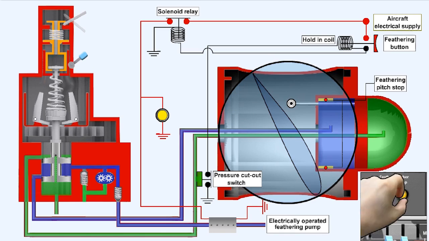Once the propeller starts windmilling, the feathering button should be pulled out. Pulling out the feathering button overcomes the holding coil. When the contacts of the feathering button are opened, they break the supply to the solenoid relay, the contacts of which are supplying the feathering pump. Thus the feathering pump stops. The rest of the restart drill is accomplished in accordance with the aircraft operating manual.